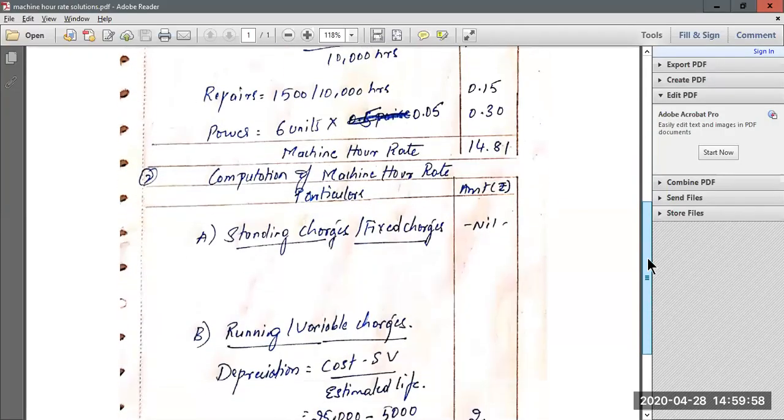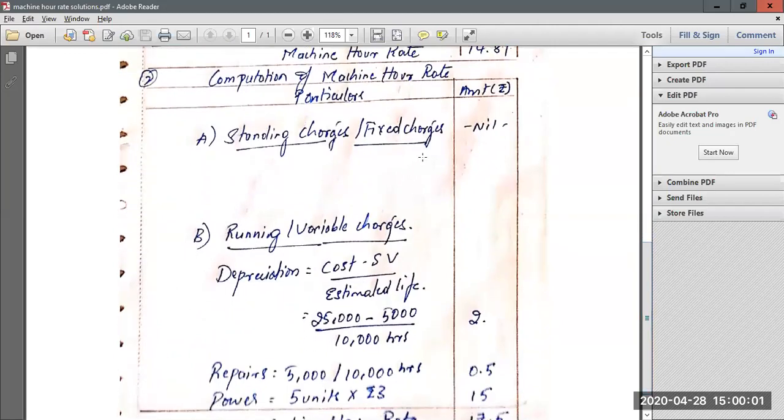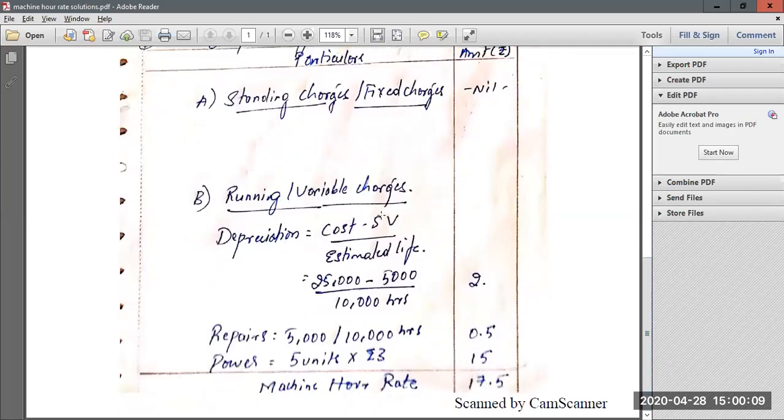Now in the second problem, again you have to start with standing charges or fixed charges, but in this problem since there are no standing charges or fixed charges, it will be nil. Now the second category of charges will be running charges or variable charges. So for running charges, again they have given certain information like cost of the asset, scrap value of the asset and effective working life of the machinery. So using all these three pieces of information, we have to find out the depreciation per hour.